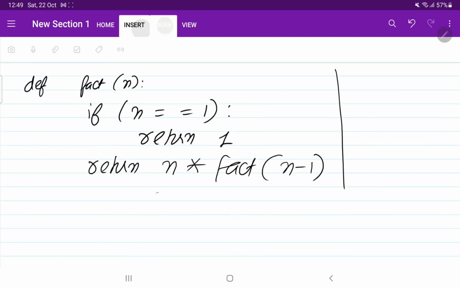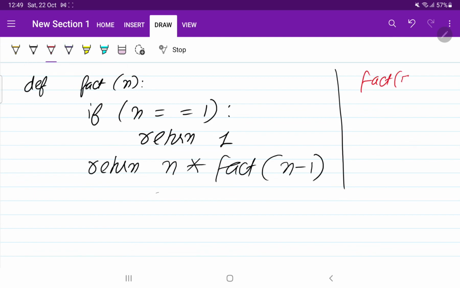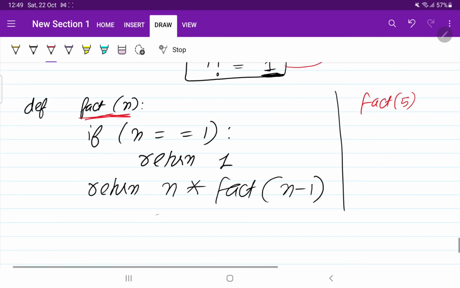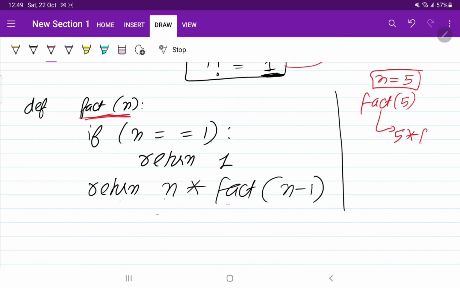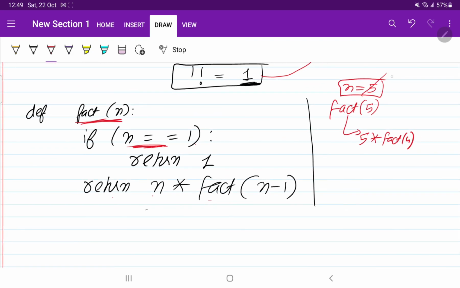Okay, suppose we got fact 5, this is our question, fact 5. We came here. Now we will check what is the value of n. n is 5 for us. So it will check whether it is equal to 1. No, it is not equal to 1. What I told you, return n into fact n minus 1. So what is n? 5 multiplied by fact of 4. It will again come and check whether n is equal to 1. No, n is 4 now. It is updated to 4. Again what it will do? 4 into fact of 3.